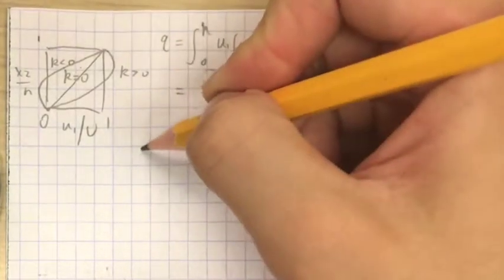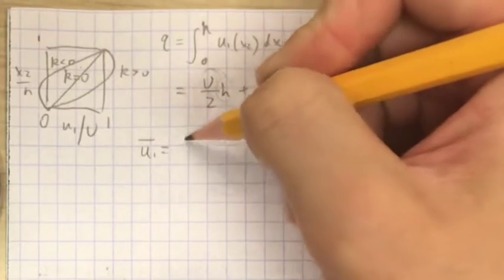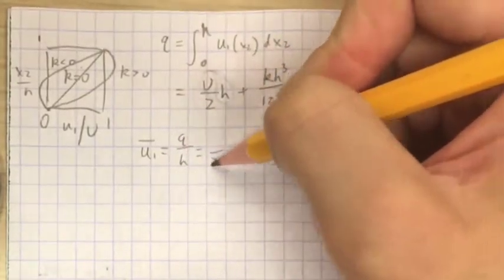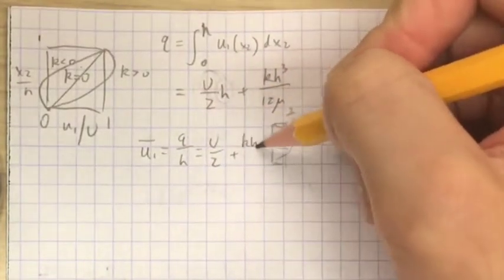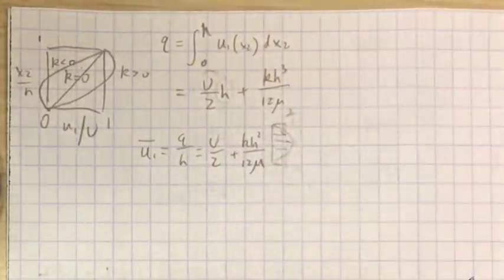So if we write out the average velocity, it will be q over h, right? And it will be half u plus kh squared over 12 mu.